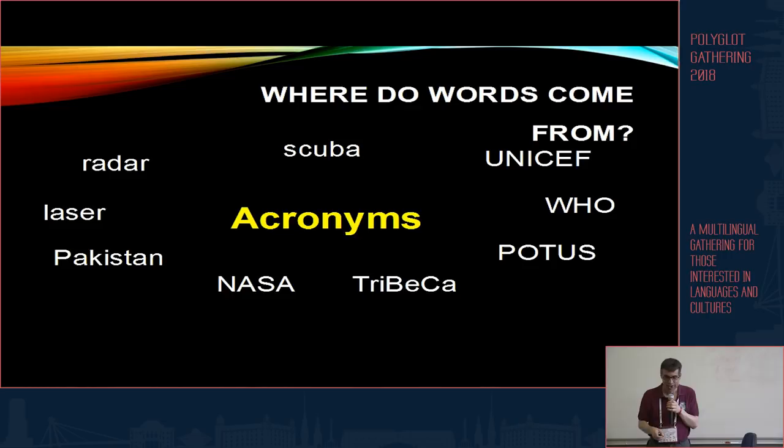How about NASA? Anybody know what that means? Exactly. Pakistan? Yes, it's the names of the provinces in Pakistan. Punjab, Afghania, Kashmir, Sindh, and Balochistan.